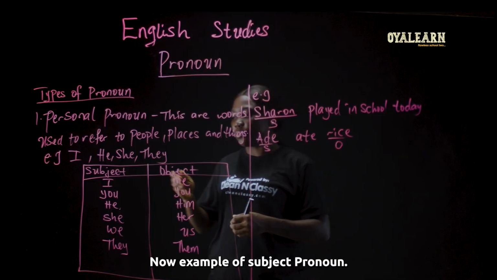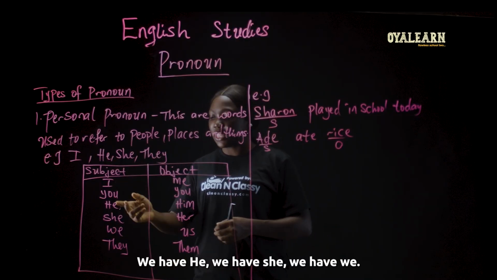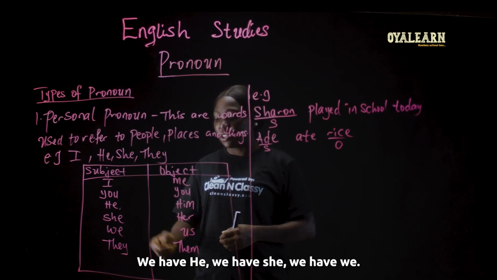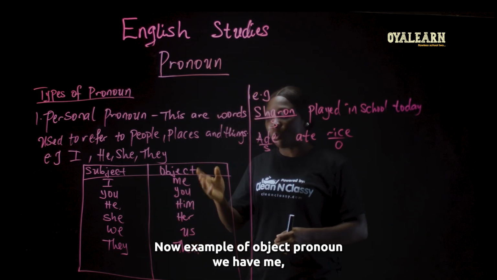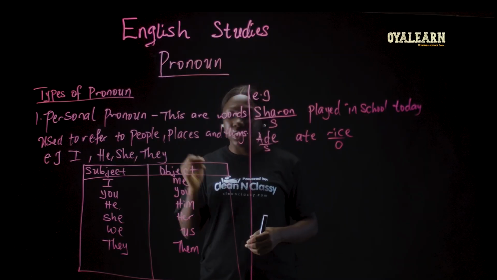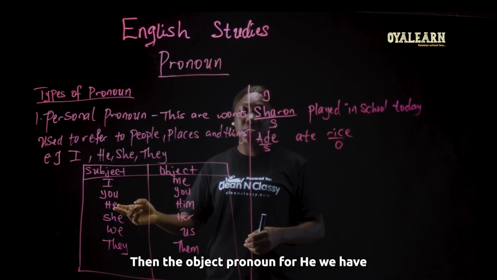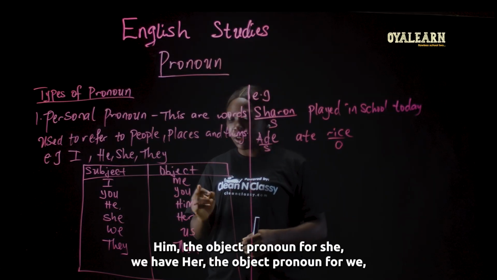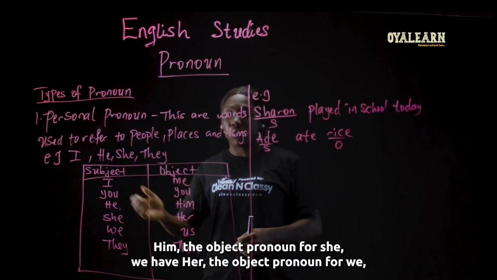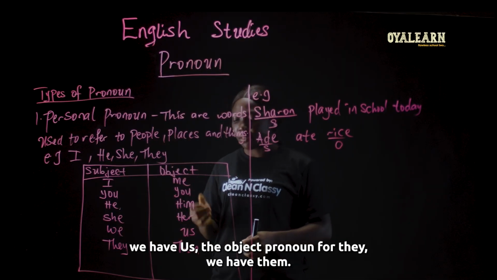Now, examples of subject pronouns: we have I, you, he, she, we, they. Now, examples of object pronouns: we have me, and you for you. Then the object pronoun for he, we have him. The object pronoun for she, we have her. The object pronoun for we is us. The object pronoun for they, we have them.